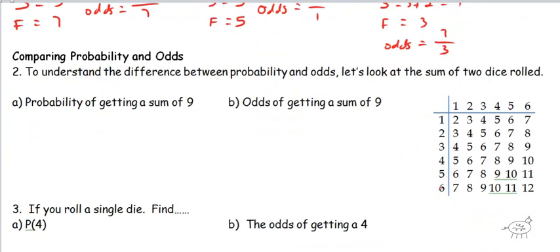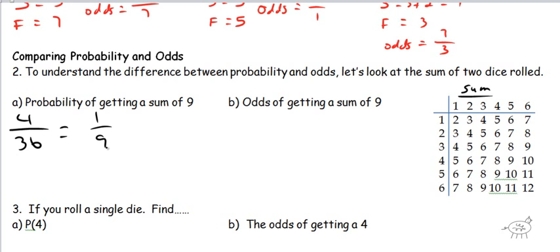All right, so comparing probability and odds. To understand the difference between probability and odds, let's take a look at the sum of 2 dice rolled. So again, here's our nice dice chart. Again, this is our sum, so just be aware of that. The probability of getting a sum of 9. Well, let's count the number of 9s. 1, 2, 3, 4. There are 4 9s. So it's 4 out of 36, which is 1/9.